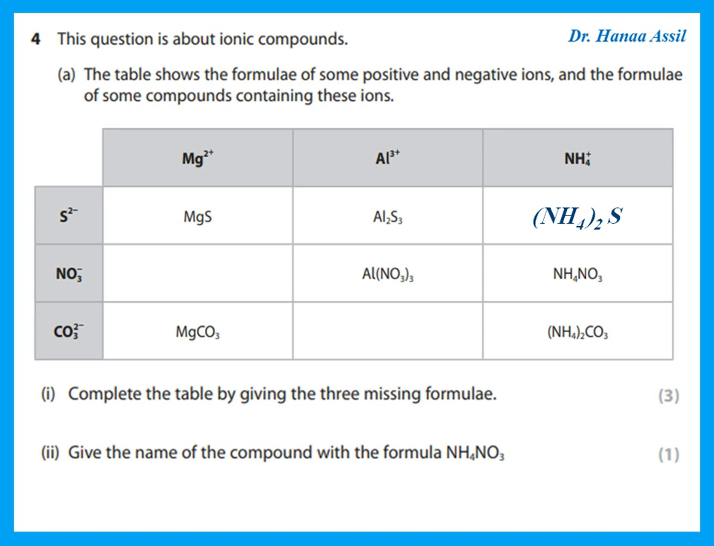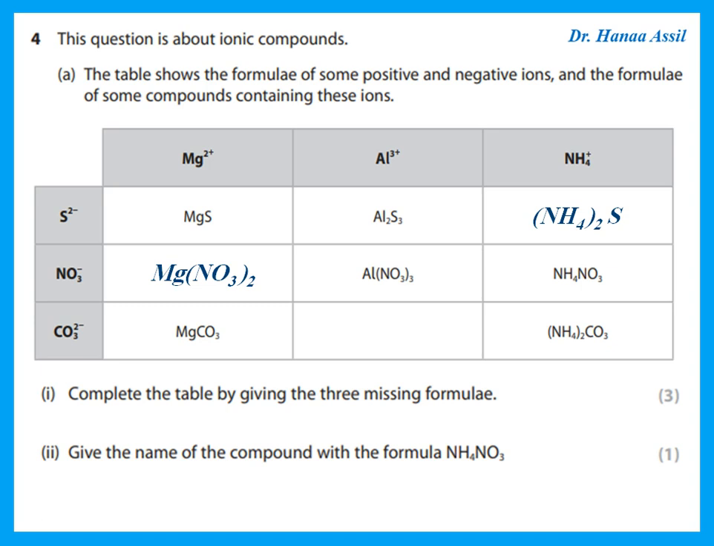What about magnesium with nitrate? So magnesium nitrate, magnesium has a valency of 2, so I need to put 2 under the nitrate. Nitrate has a valency of 1, so this is the formula of magnesium nitrate.